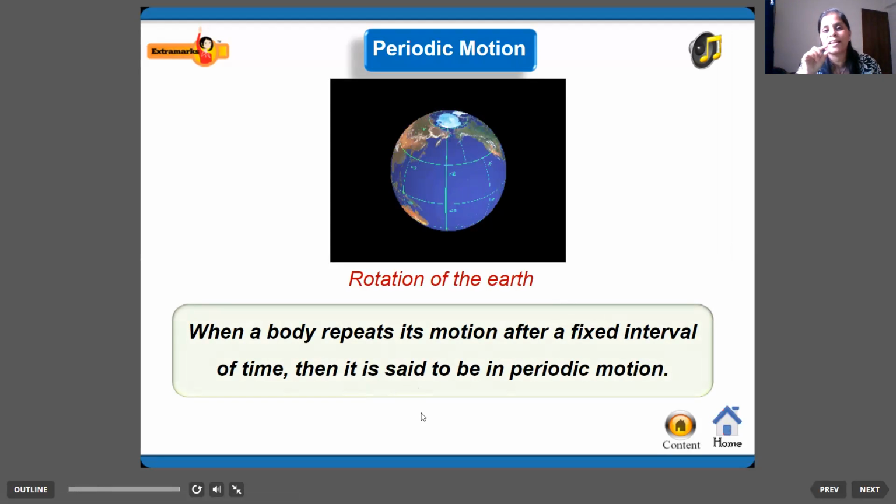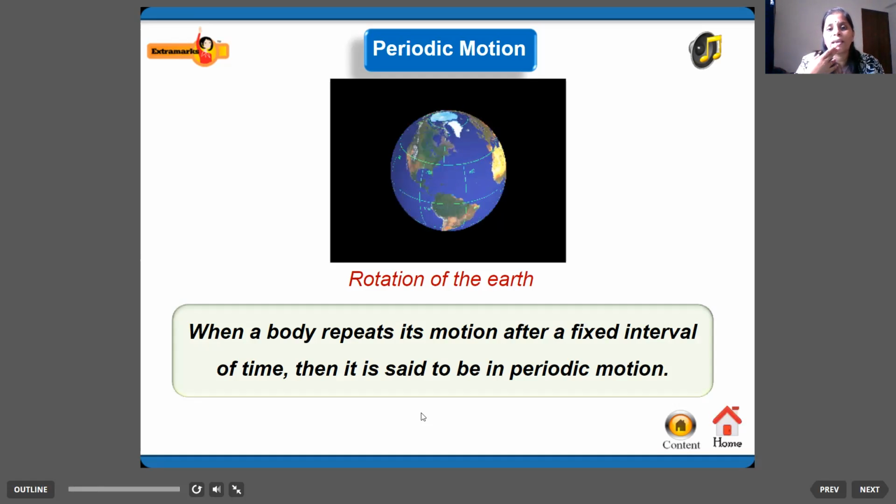The name itself says periodic. That means it is changing after some time, at a fixed interval of time. That means when a body repeats its motion after a fixed interval of time, then it is said to be in periodic motion. Like the Earth's rotation and Earth's revolution, these are all periodic motion.